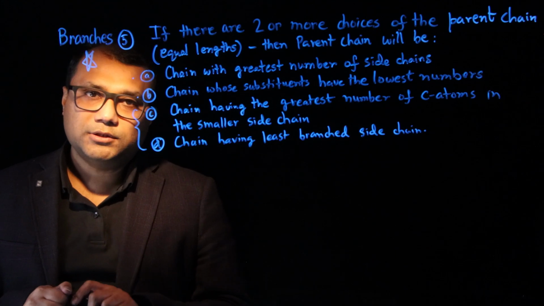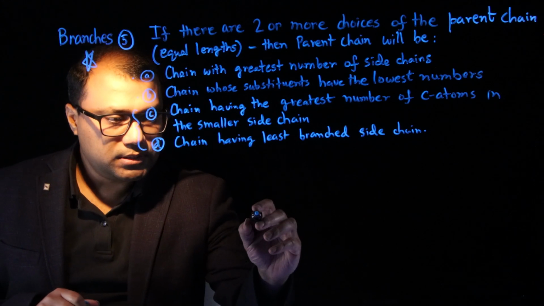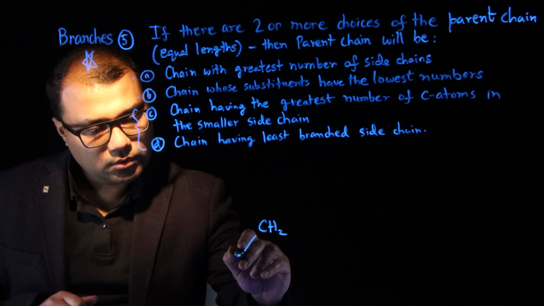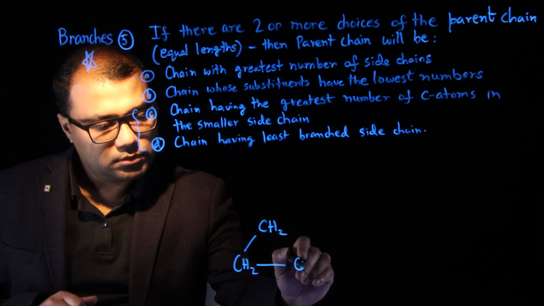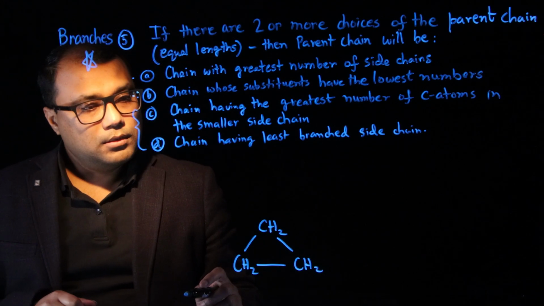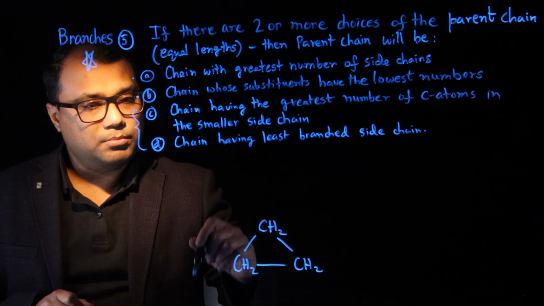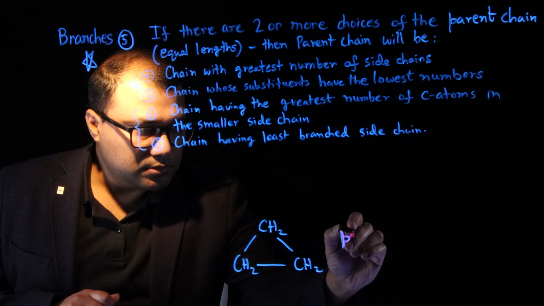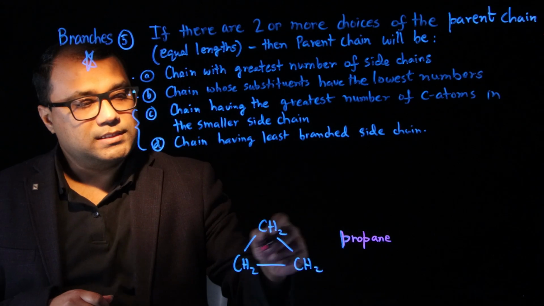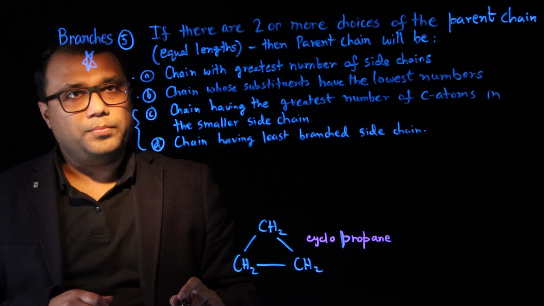Okay, next up is another special scenario and it relates to cyclic hydrocarbons. So let's say a simple cyclic hydrocarbon is CH2, CH2, CH2. And like this. So this has three carbon atoms and all single bonds. This is propane, but since it is cyclic, all we do is we prefix with cyclopropane.